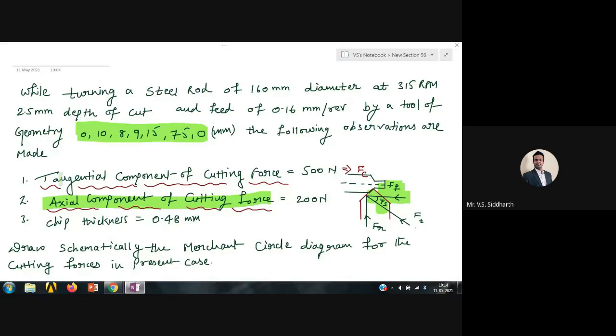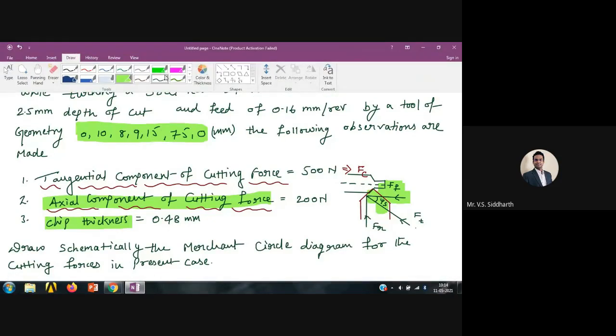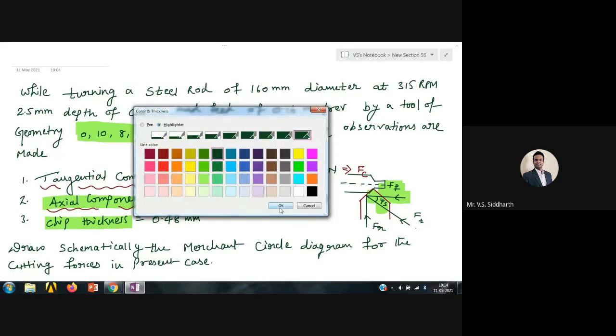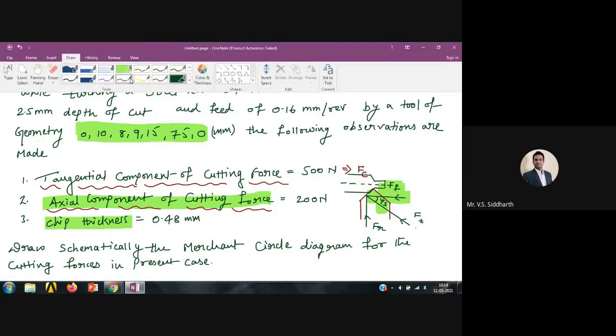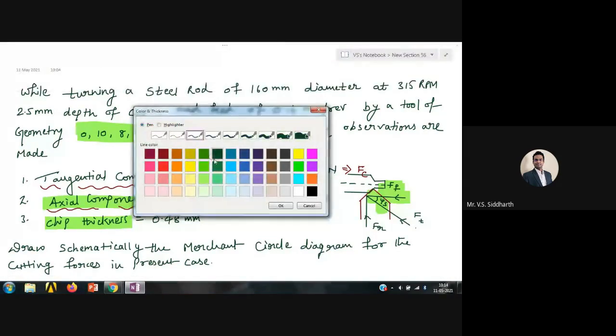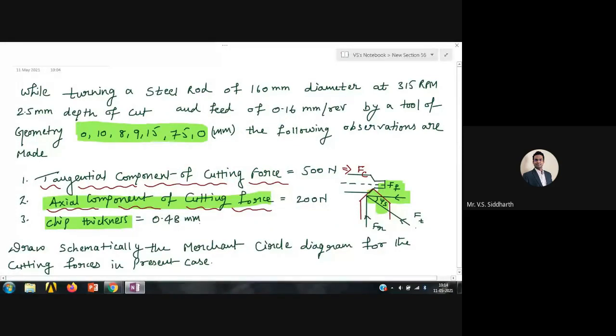Okay. Now the next is the chip thickness. So what is the meaning of chip thickness? Chip thickness means this value T2. And what value can I take as T1? Depth of cut 2.5 mm, sir. Should we take the depth of cut, or what should we take? Anything else?